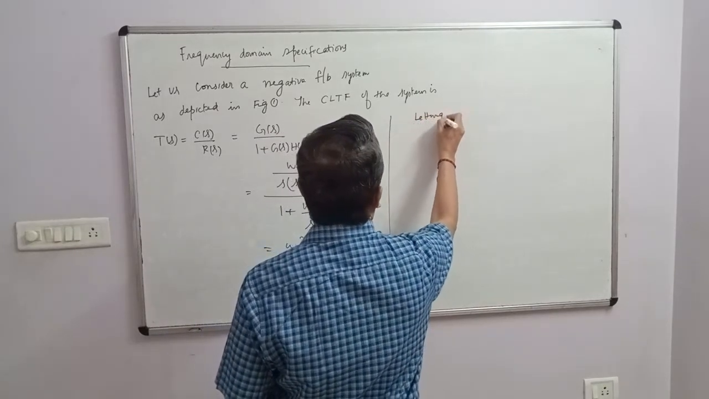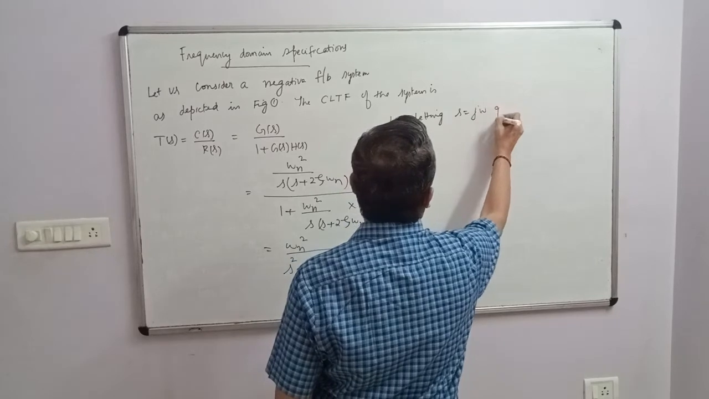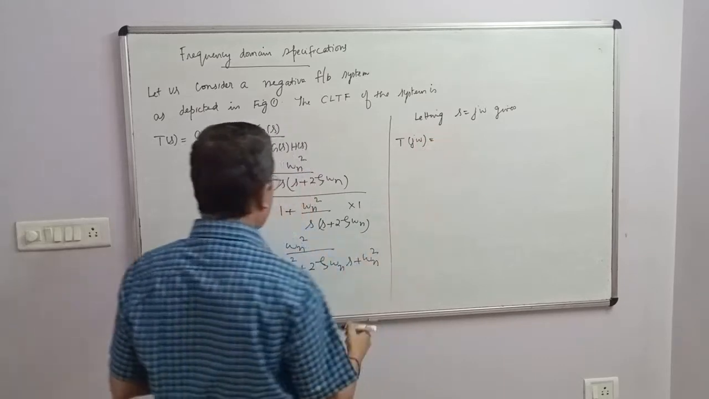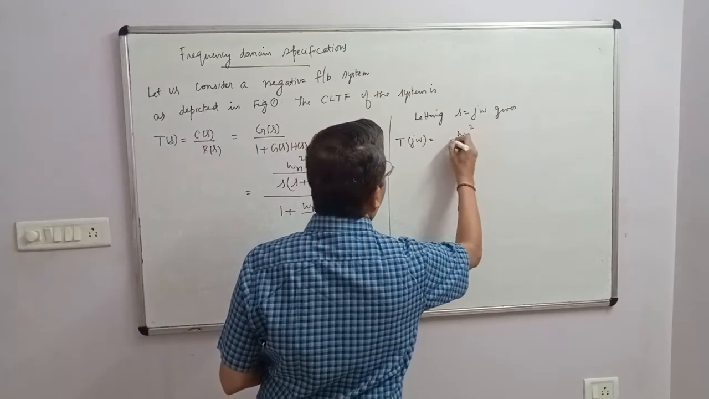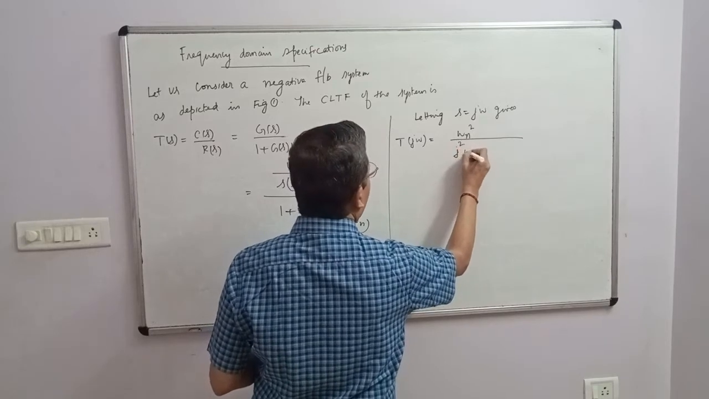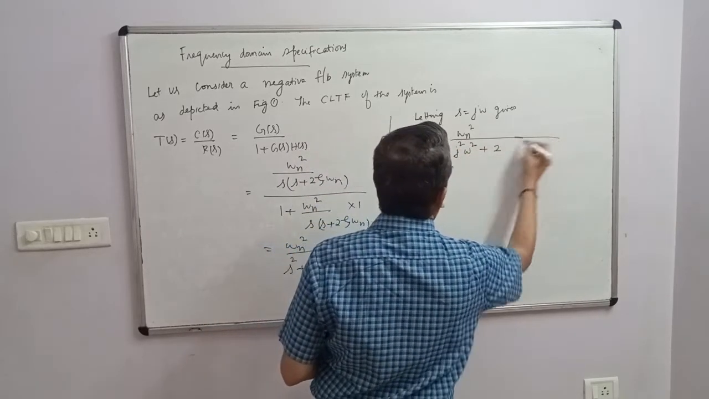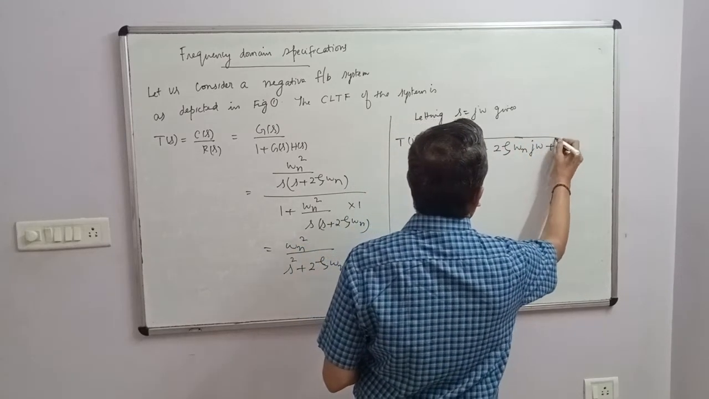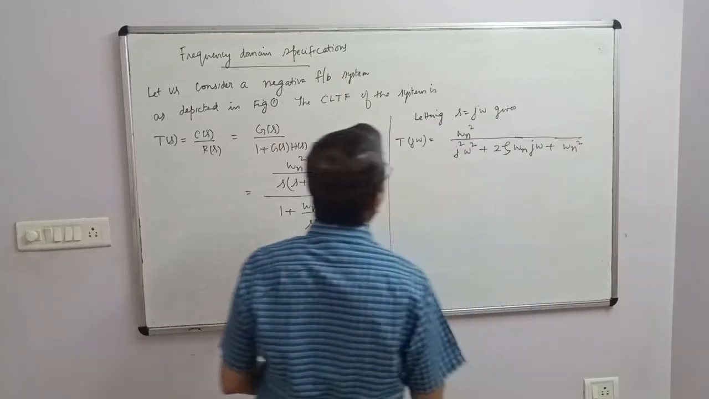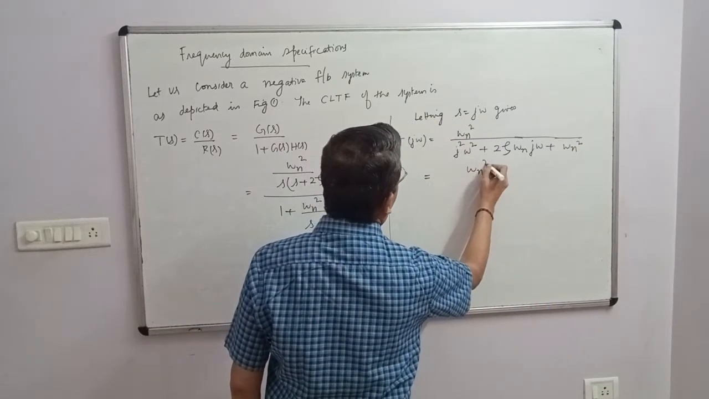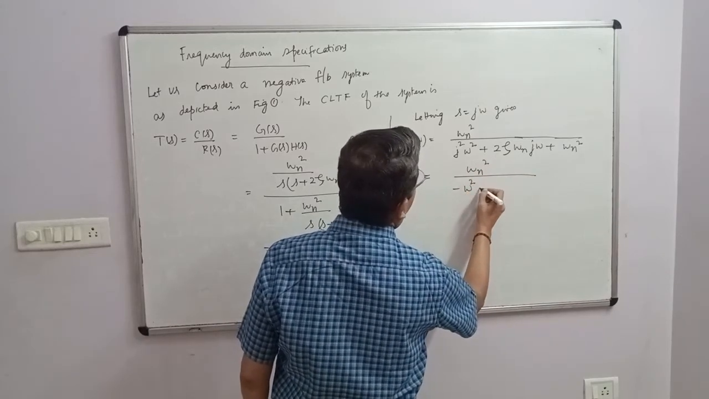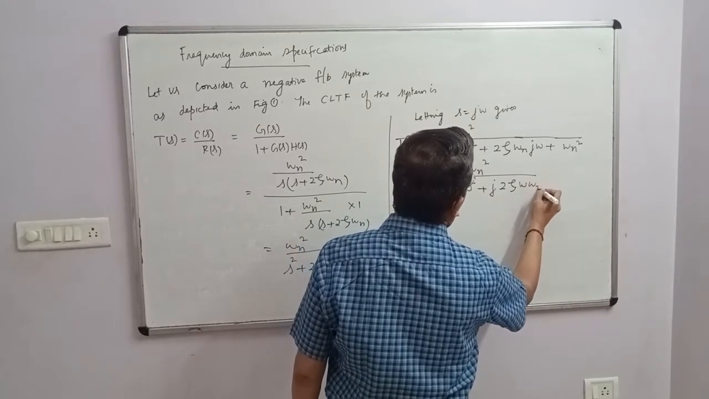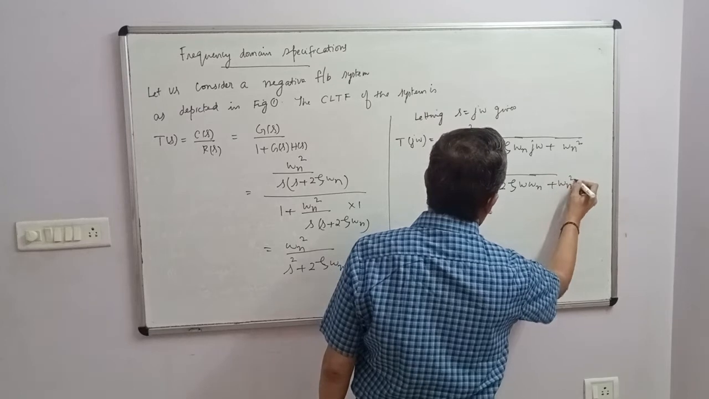Letting s is equal to j omega gives T of j omega is equal to omega n square divided by j square omega square plus 2 zeta omega n into j omega plus omega n square, equals omega n square divided by minus omega square plus j times 2 zeta omega into omega n plus omega n square.